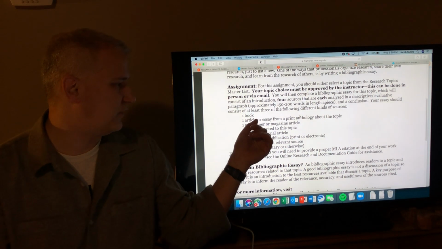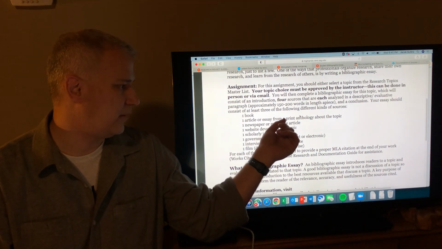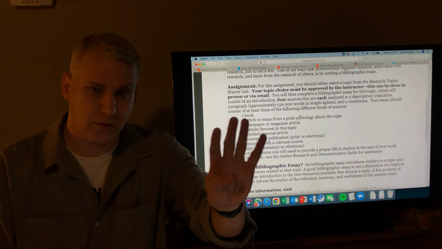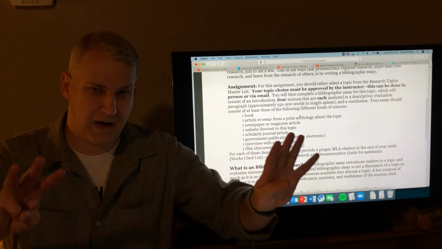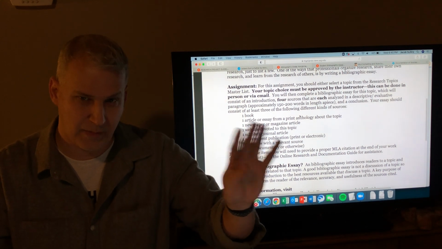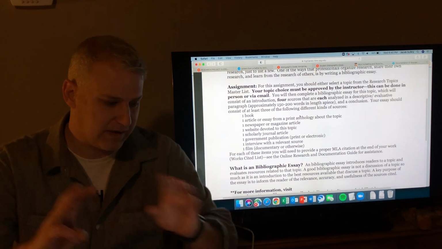Your essay should consist of at least 3 of the following different kinds of sources. So you need 4 total, but 3 different kinds. So you can have 2 of the same thing, but you need 4 total, 4 body paragraphs, 4 sources, but 3 different kinds.